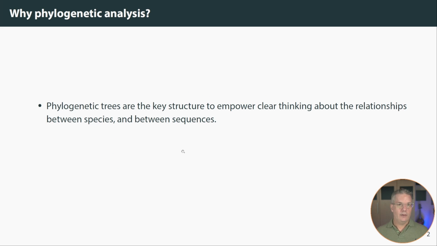Why do this? Well, one key principle is that trees themselves, over and above multiple sequence alignment and some of the sequence analysis approaches that we've already studied, phylogenetic trees, that structure that results, is really empowering. It helps us think more clearly about the relationships between species or between sequences when we're doing trees of gene families and so on.